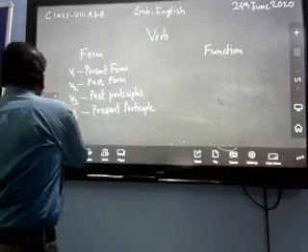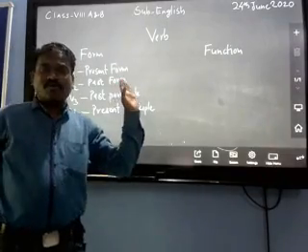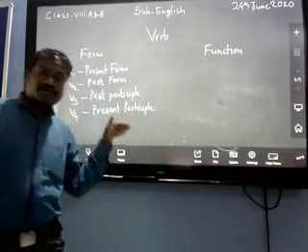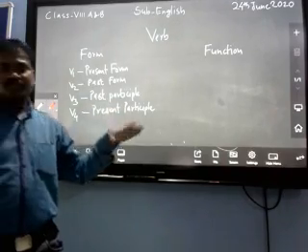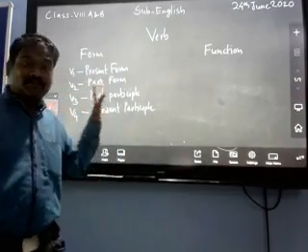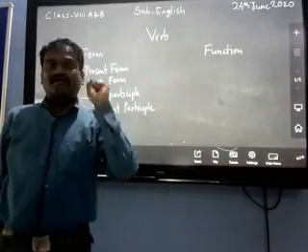Now, why is there a difference? Why is it called a form, and these two are called participles? Actually, these V3 and V4, the past and present participles, do not directly associate with the tense, as V1 and V2, the present form and past form, are directly associated with the tenses.